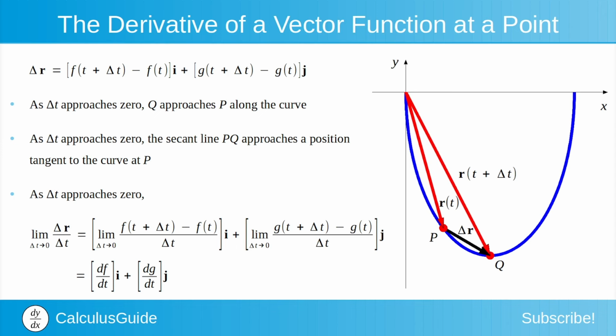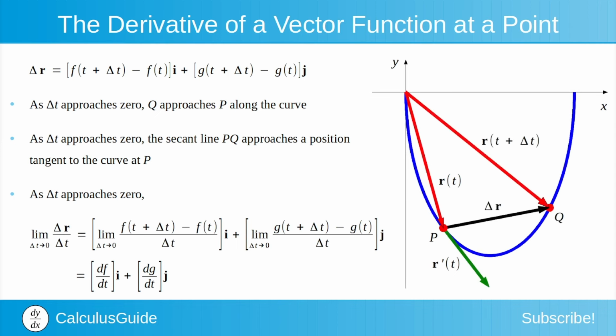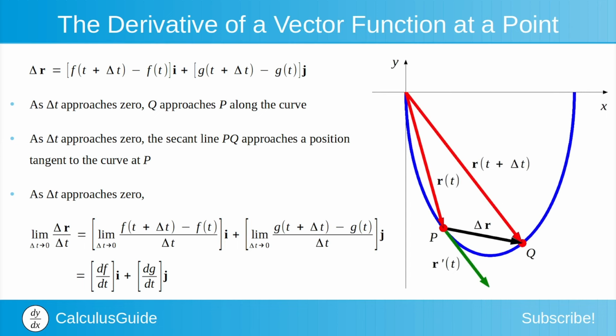df dt i plus dg dt j is the derivative of the vector function r of t. We can refer to this derivative as r prime of t or dr dt. The derivative r prime of t at time t is now shown on the diagram to the right. As delta t approaches 0, the vector delta r over delta t approaches a position that is tangent to the curve.